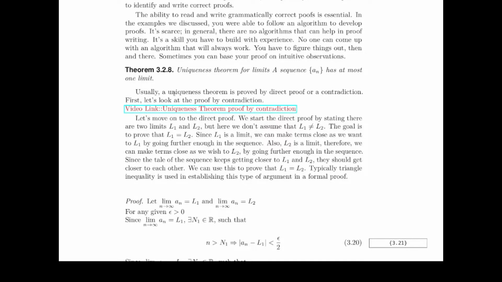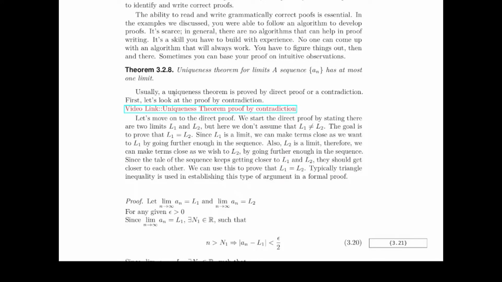Here we start the proof by also assuming there are two limits, L1 and L2, but here we don't assume that they are not equal. The goal is to prove that they are equal. If we say there are two limits and they become equal, then we can say the limit is unique. Here, let's look at it from a different angle this time.